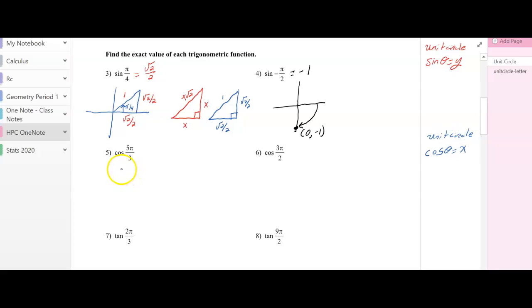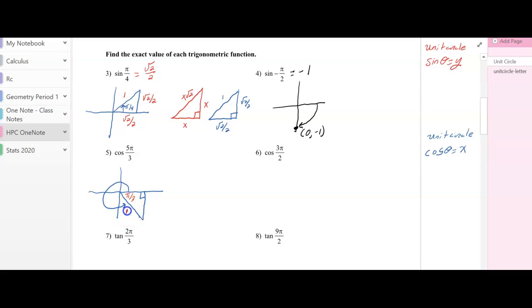So when I see cosine of 5π/3, that's 5π/3s, or 300 degrees. So I know I am in quadrant 4. So I draw this little picture, drop the altitude. I know the reference angle is π/3, because there's 2π radians in a circle.